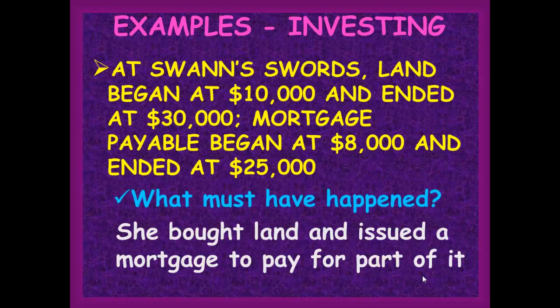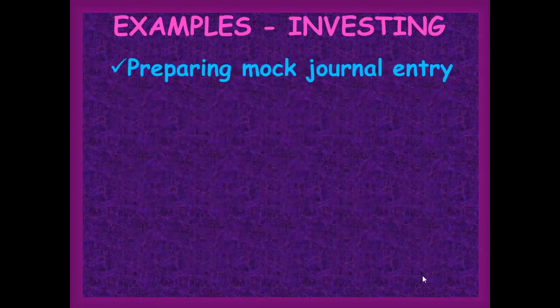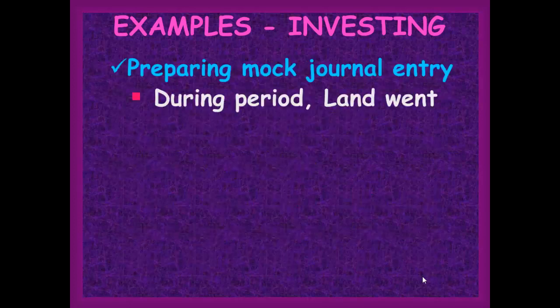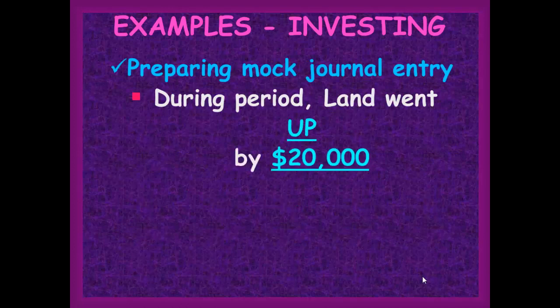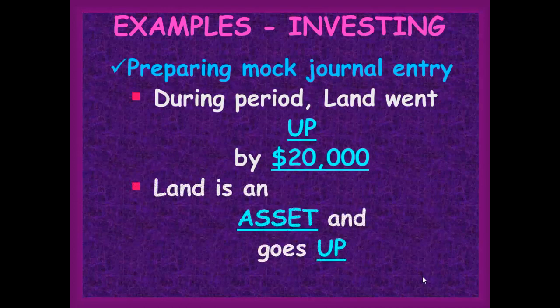What we need to know is how much cash did we pay for land. Let's put together a journal entry. During the period, the land account went up by $20,000. What type of an account is land? It's an asset. More of it says it goes up. An asset goes up with a debit, good. So you might jump to the area down below where you see the journal form and pencil in your debit to land.